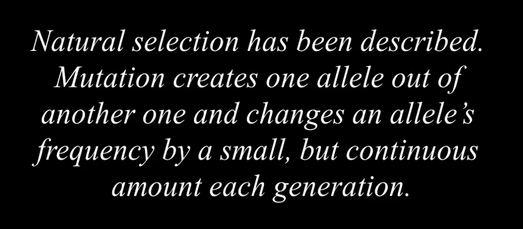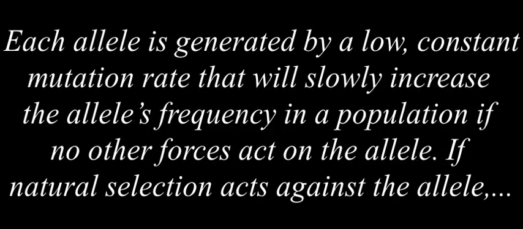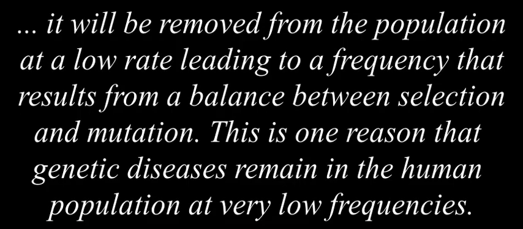Mutation creates one allele out of another one and changes an allele's frequency by a small but continuous amount each generation. Each allele is generated by a low, constant mutation rate that will slowly increase the allele's frequency in a population if no other forces act on the allele. If natural selection acts against the allele, it will be removed from the population at a low rate, leading to a frequency that results from a balance between selection and mutation.